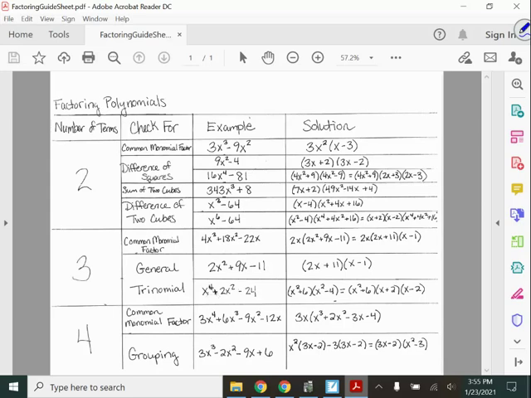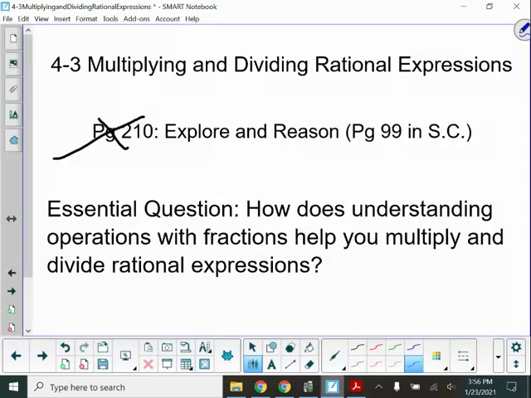3 terms, check for common monomial factor, and then general trinomial. General trinomials, sometimes you'll have those where the highest term is a square. Sometimes you'll have them where the highest term is to the 4th power. 4th powers would factor the same way as squares, except instead of factoring into an x and an x, it would factor into an x squared and an x squared. And then 4 terms, there's factoring by grouping. If you are not sure about factoring by grouping, because I don't think we've explicitly covered that in class, that is something that you can go on Khan Academy and check out so that you can complete those types of questions.